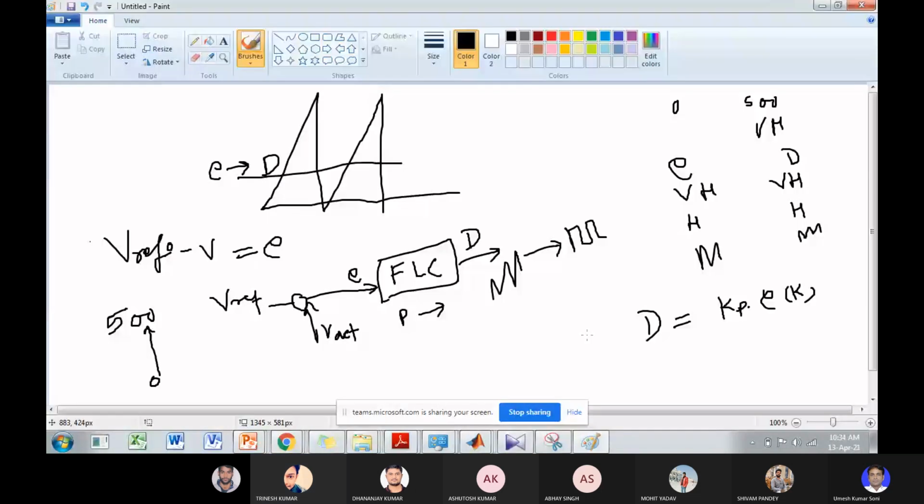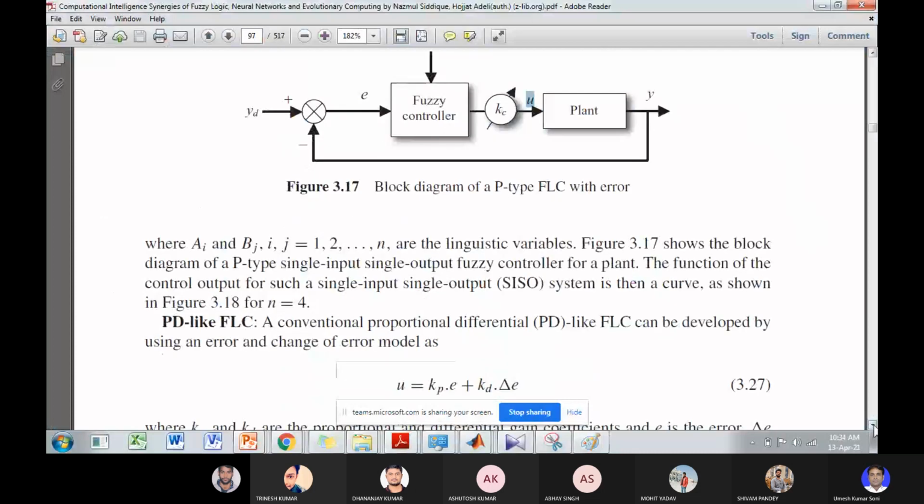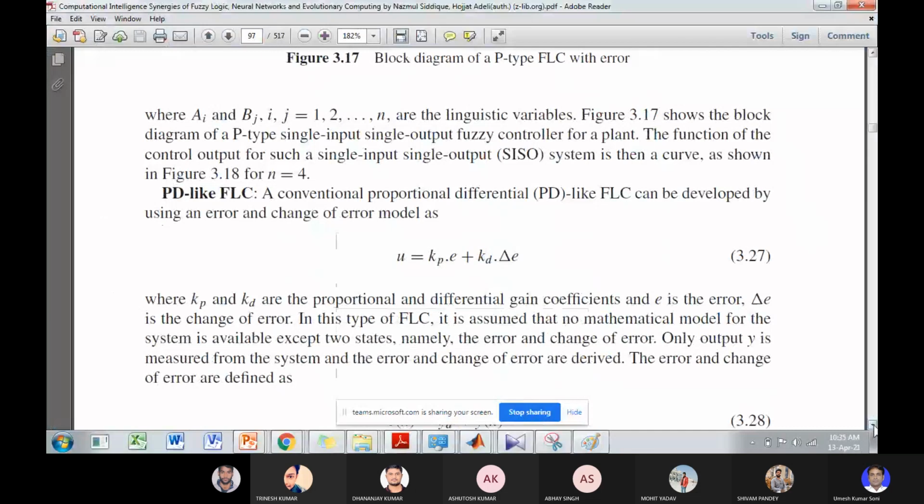Okay, so when you use the PD type of controller, the next controller we study is the PD-like controller. When there is an error, change of error is also there: there is an error between the actual output and reference output, as well as a change in the error. Means whenever there is a positive change in the error, the error is increasing with time. So whenever the error is increasing with time, we need a higher change in the duty cycle.